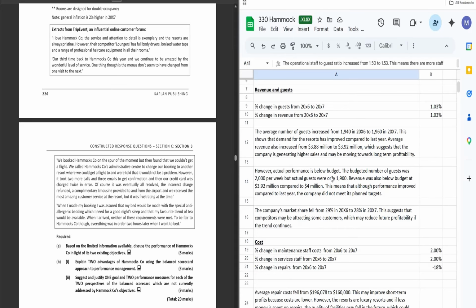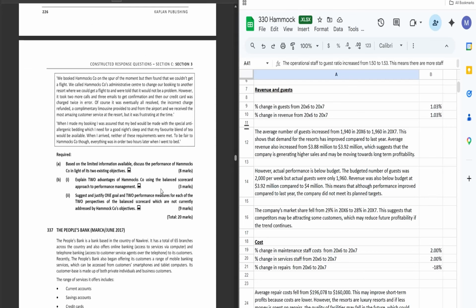Yeah, okay, because we have done some calculation, we have also provided explanation based on the information provided to us. Okay, now let's move to part B. The question is saying explain two advantages to Hammock company of using the balanced scorecard approach to performance management. See, it is for 3 marks, so 1.5 marks for each of the advantages.